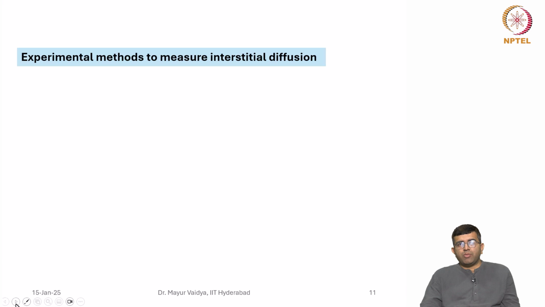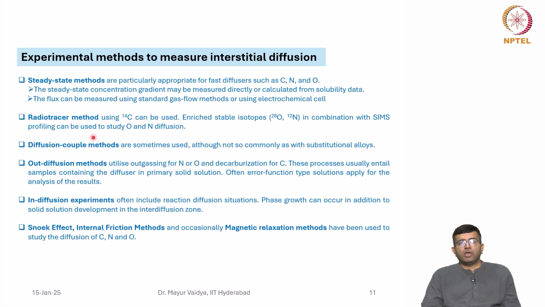Now, what are the experimental methods to measure this interstitial diffusion? Why we are pointing out these methods here, although we have talked about the experimental techniques before, is to see which of those techniques are suitable to measure interstitial diffusion in metals. For example, you have some steady state methods which are appropriate for fast diffusers such as carbon, nitrogen and oxygen. You have to develop a steady state concentration gradient which can be directly measured or calculated from solubility data, and then you have to measure the flux using either a gas flow method or an electrochemical cell.